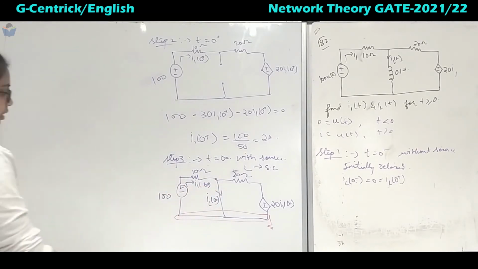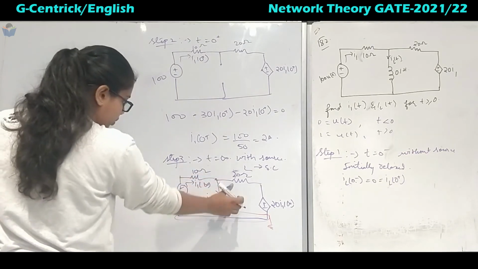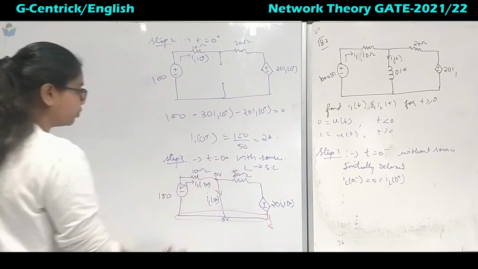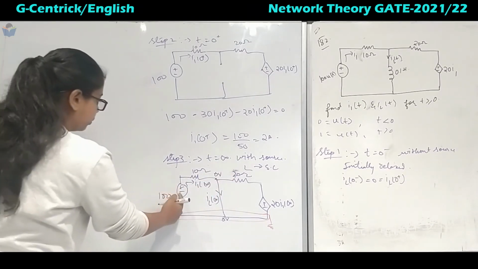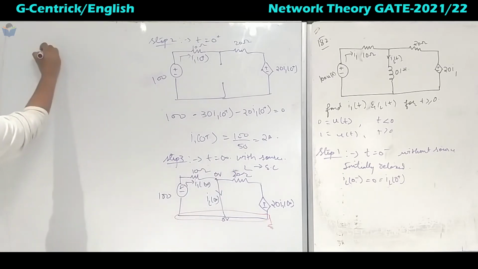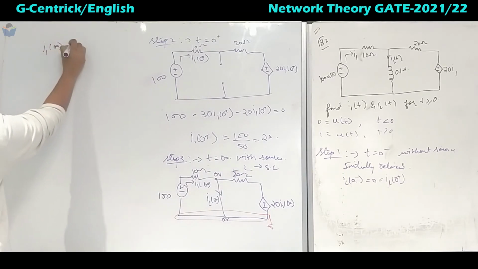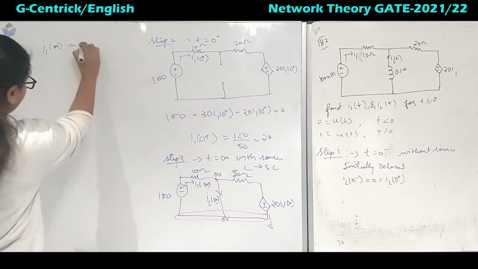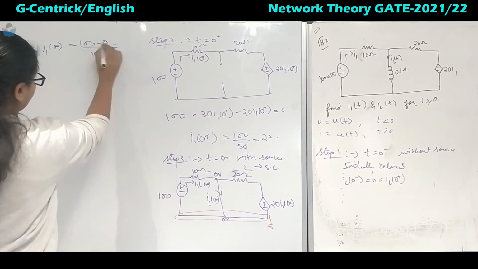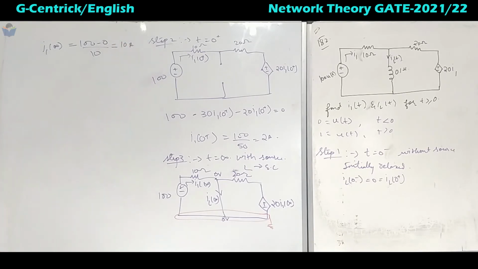Now to do that, if you see this is at the same potential, so if this is at 0 volt, this will also be at 0 volt. Now this is higher potential, this is lower potential, so the current flows from higher to lower. So this is 100 minus 0 divided by 10. So it will be 10 ampere.